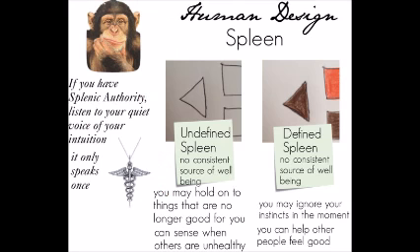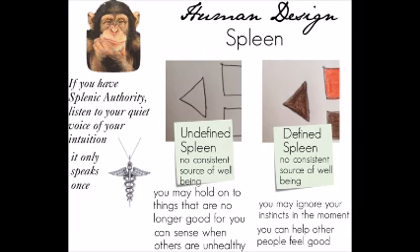If you have an undefined spleen, then you have no consistent source of well-being, whereas a defined spleen provides a consistent source of well-being. So there's a typo there. With an undefined spleen, you may hold on to things that are no longer good for you, but you can also sense when others are unhealthy.